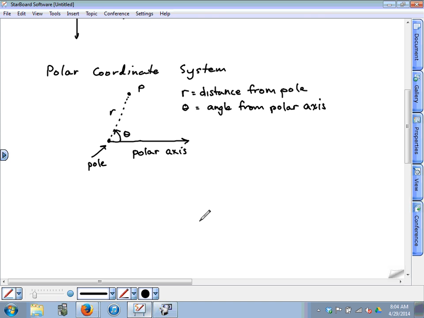Is that angle always going to be in radians? It doesn't have to be, no. That's a good question. It could be in radians or degrees.